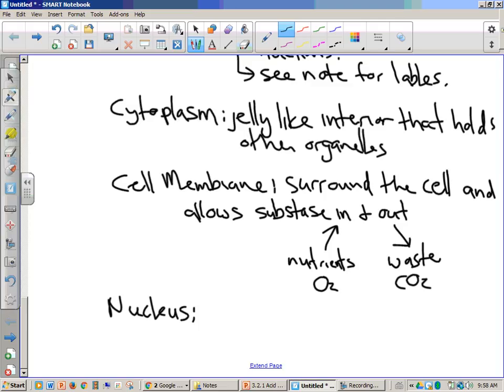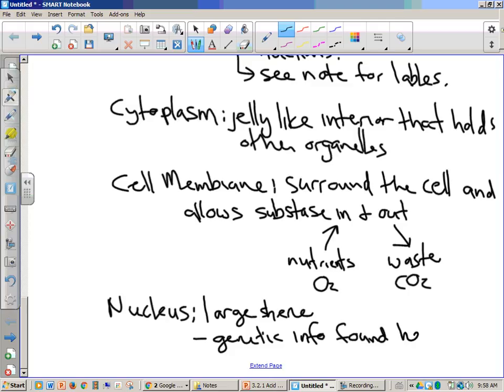The nucleus. What's found in the nucleus? The most important part of the nucleus. Yep. The DNA. The genetic information is found in the nucleus. It's the large sphere. All right. Genetic information found here. And we call that genetic information the DNA.